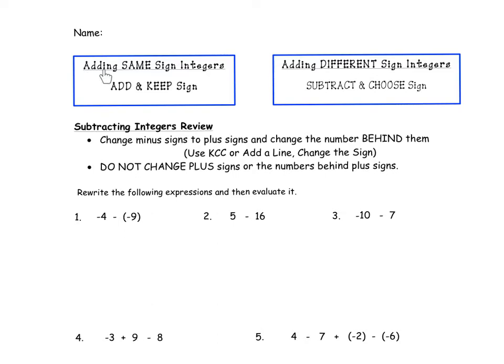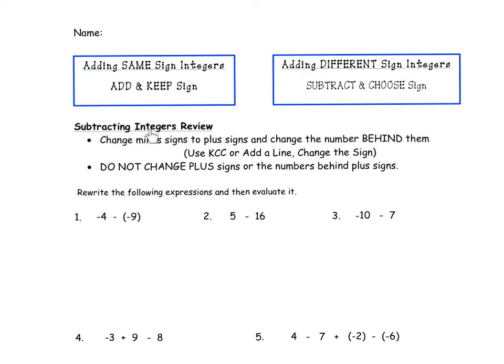We need to use our addition rule. What's really important is that you know when we add the same sign integers, we add them and keep the sign. Then if we're adding different sign integers, we subtract and choose the sign. We need to know that because we're going to change all of our subtraction to addition, and then we can choose between these two rules.